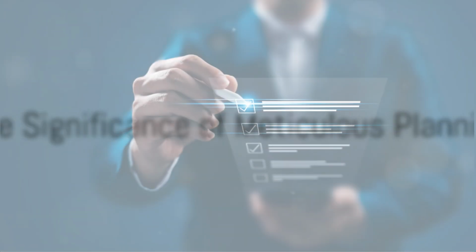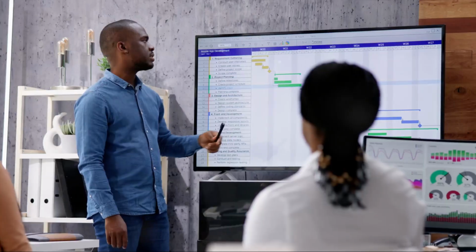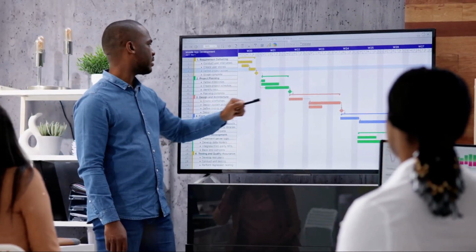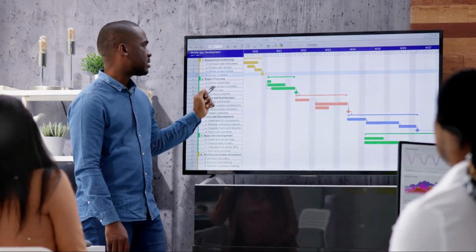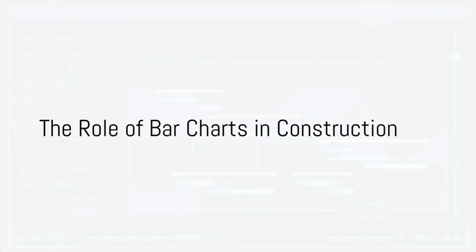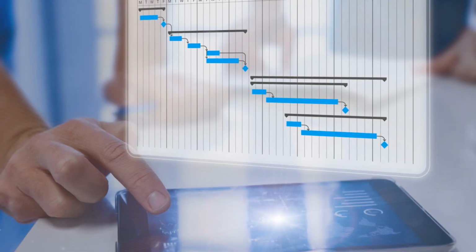Ever pondered the significance of meticulous planning and scheduling in construction projects? One might argue that it's the backbone, the very foundation upon which the success of the entire endeavor rests. Without it, the structure, both literally and figuratively, may crumble. Enter the world of bar charts, a tool as essential as the bricks and mortar in construction.